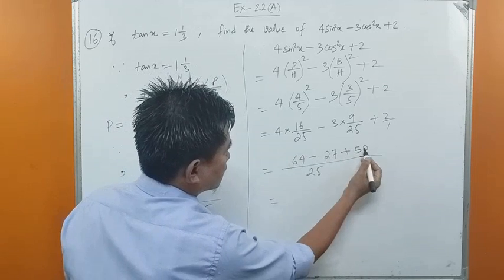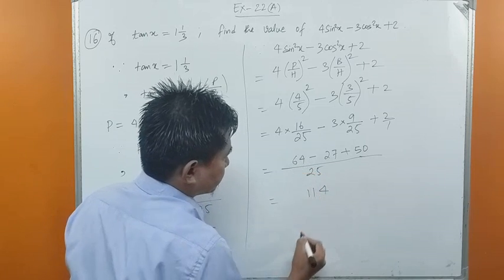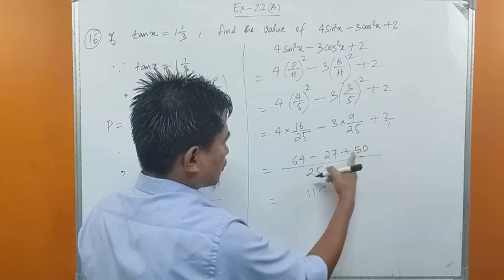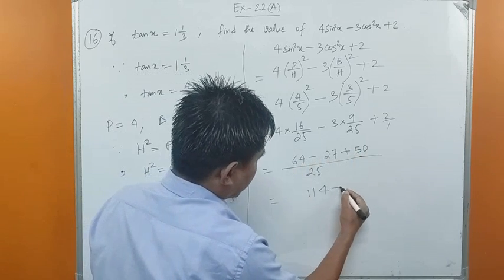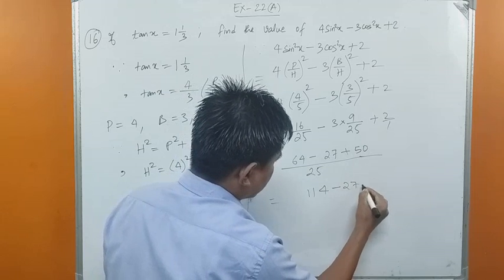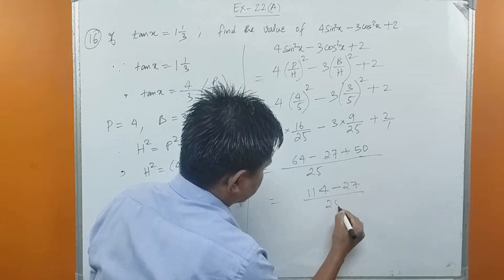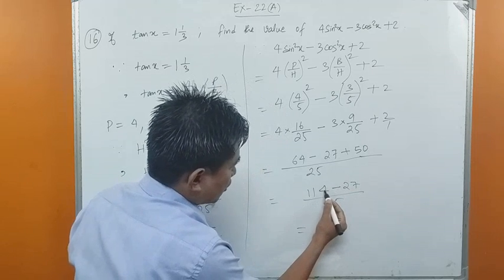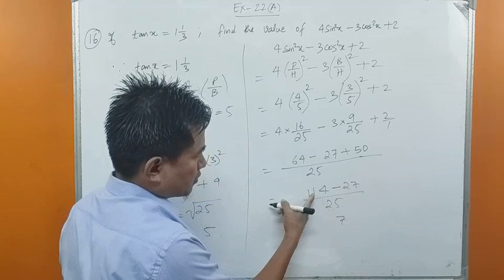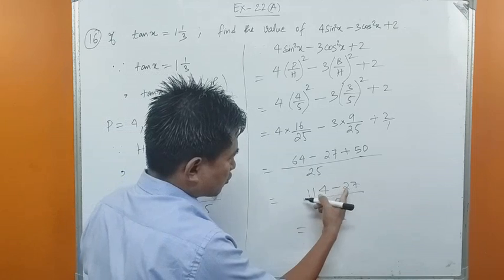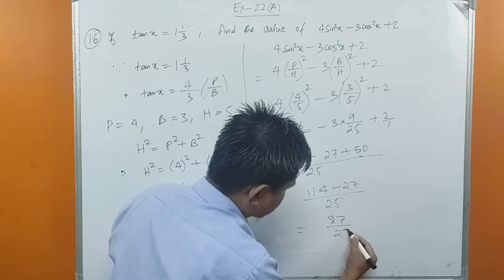50 plus 64: 0 plus 4 is 4, 5 plus 6 is 11, so 114, minus 27 upon 25. So this gives us 14 minus 7 is 7. Now this becomes 10, 10 minus 2 is 8. 87 upon 25. So we cannot cancel this number.